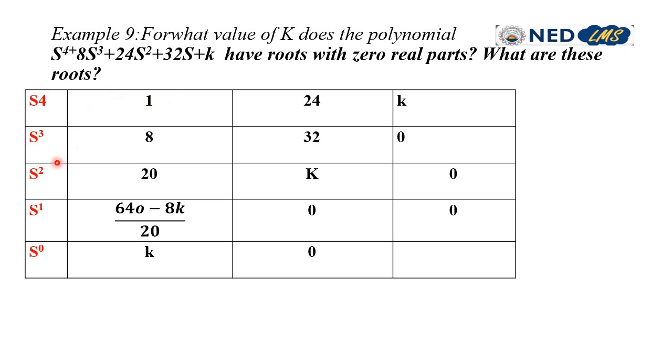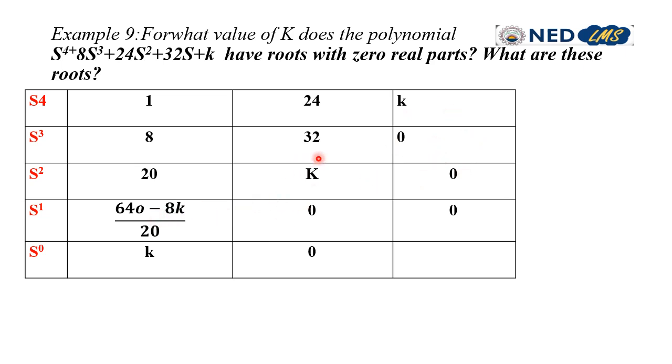S raised to the power 4, s cube, s square, s raised to the power 1, s raised to the power 0, and then we fill the first two rows with the coefficients 1, 24, k, 8, 32, 0. Then 8 multiplied by 24 minus 32 upon 8 is 20. 8 multiplied by k minus 0 upon 8 is k. Then 20 multiplied by 32 minus 8k upon 20, here 640 minus 8k upon 20, and then we have a 0 because we have two zeros here.